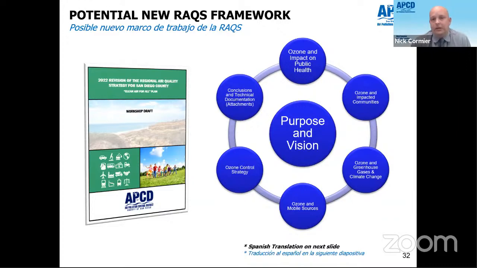APCD is also considering shortening and summarizing the overall ozone control strategy section to give stakeholders just the important points of information they want and need. And last but not least, APCD is considering moving much of the technical documentation and analysis into attachments to the document, as opposed to being embedded into the document itself. We think this change alone should result in a much more user-friendly and shorter document that we hope will be more understandable to the public and stakeholders.